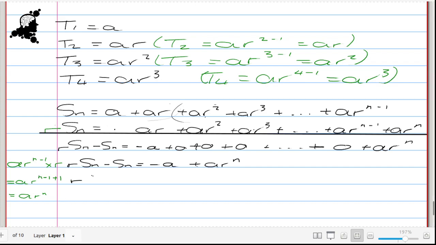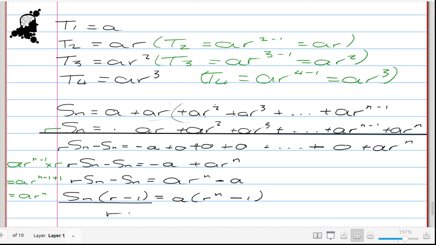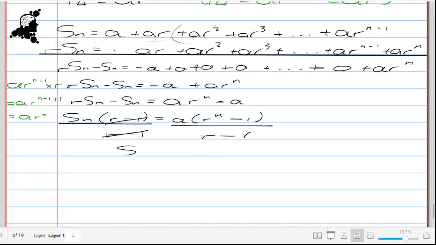Let's see, I can say rSn minus Sn is equals to, let me swap these around, just so that I have a consistency. Now I can take out a common factor. My common factor Sn here remains with r minus 1. This is equals to my common factor a, I remain with r to the power n minus 1. Since I'm solving for Sn, let me divide by r minus 1 both sides. This is going to cancel this. And I am going to have Sn is equals to a into r to the power n minus 1 all over r minus 1. Life is great.